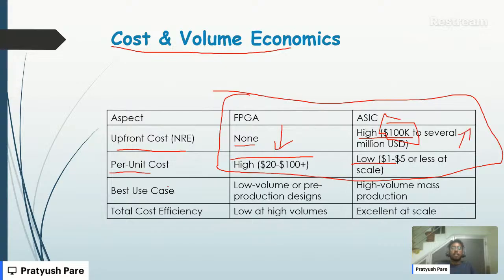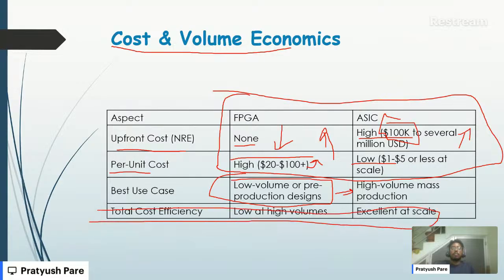And the best use case is low volume production, okay? Because if you have a high volume production on this cost, then obviously the FPGA cost will be very much higher than ASIC, and there's no point in using the FPGA. So total cost efficiency, obviously, for sales purposes, ASIC is excellent.